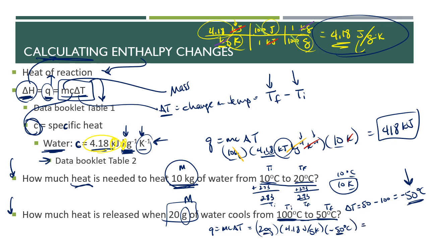20 times 50 is 1,000. 1,000 times 4.18 is 4,180. And my unit label is going to be, because grams cancels out, and Celsius and Kelvin, because delta T's are the same, cancels out. We're left with just joules.